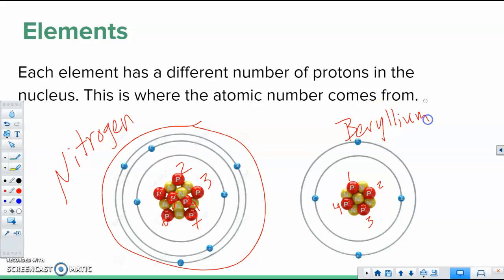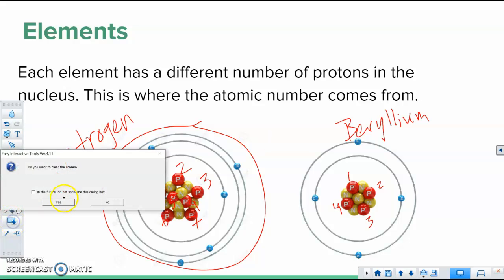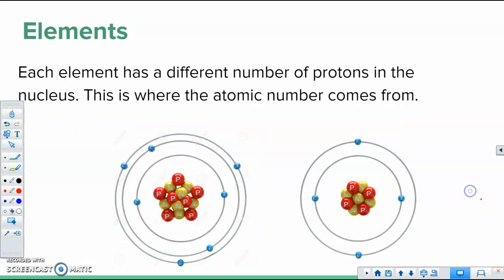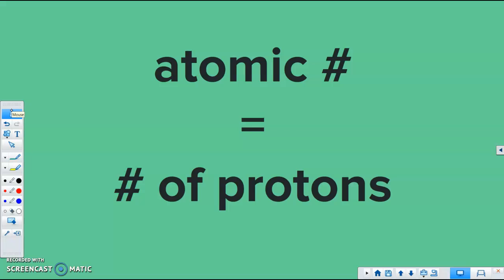So the protons are really the first thing that we can tell if we know the name or the symbol of an element. Okay, so now let's talk about the next particle. Oh, first let's back up. I want you to write this down in your notebooks. So the atomic number equals the number of protons. That's an important thing to know.